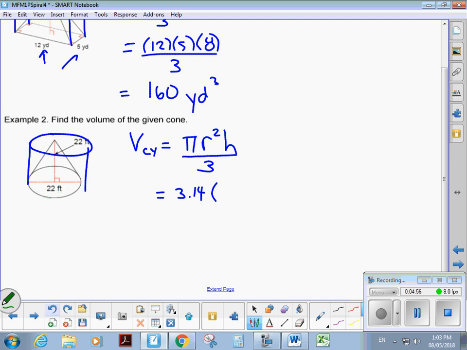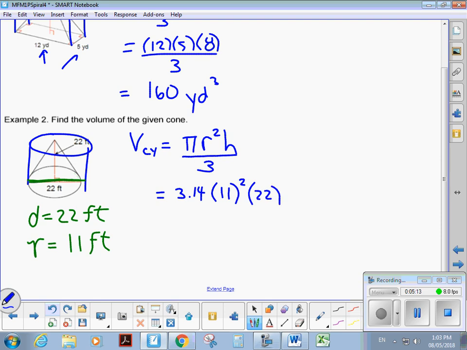You know this because the red line goes across the entire base. So that is actually a diameter. So the diameter is 22, which means the radius would be 11. So 11 squared times 22 divided by 3. So when you do that calculation, times 11 squared times 22 divided by 3, we end up with 2,786.2, and this one is cubic feet. All right.